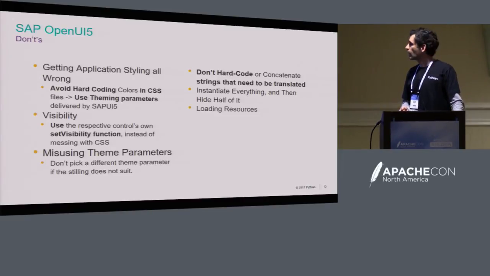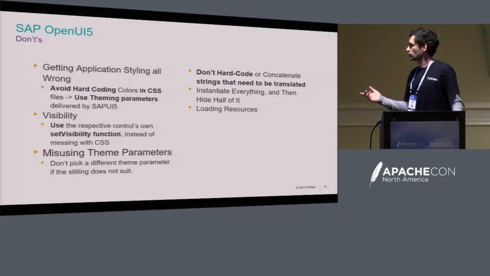So for example, it's very easy to get the styling wrong. You should avoid hard coding the CSS and just use the theming engine that the framework provides. When you're dealing with the controls, you should use the controls' functions to manipulate them and not mess with the CSS.